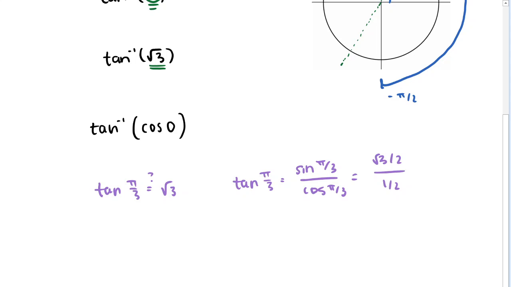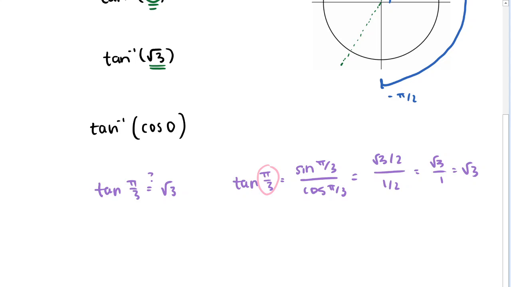And so here, when we multiply the top and the bottom by 2 to clear out the fractions, this becomes the square root of 3 over 1, or in other words, just the square root of 3. So tangent of pi over 3 is the square root of 3. And so inverse tangent of the square root of 3 is going to give us pi over 3.